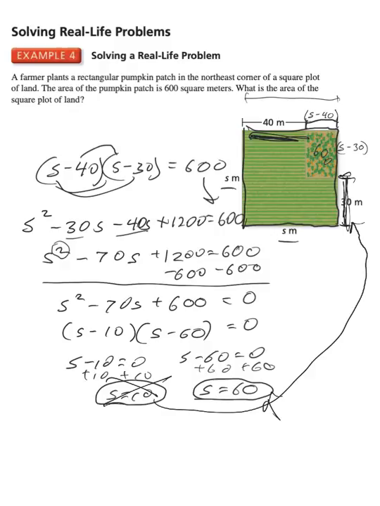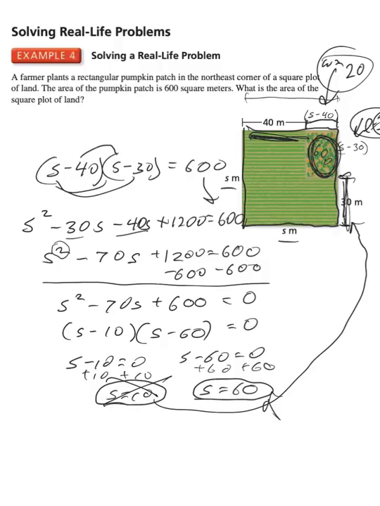The 60 can work. And if we look at it, if we take the s equals 60 and we say 60 minus 30, we would get 30 for the length. And if we did the same thing here, 60 minus 40, we would get 20 for the width. And so if we take the width and the length, we multiply them together, well, guess what? We get our 600. So it's a pretty complicated problem, but the tools to solve it are what you possess right now.